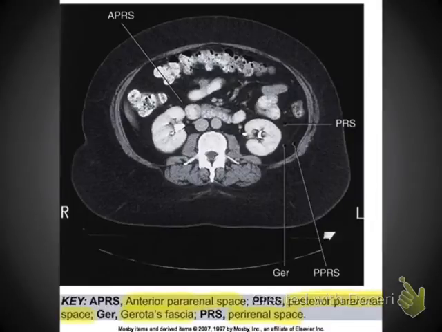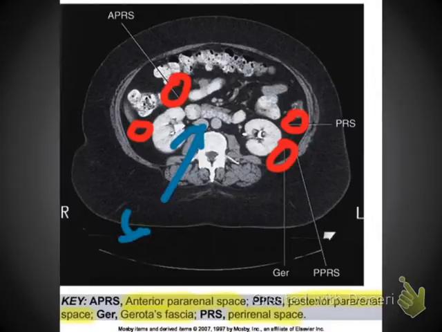Okay, as we're looking at this image, it shows what I'm sure we've all taken notice of when looking at CT: around the kidney there's a lot of empty space. So we have the anterior pararenal space, the posterior pararenal space, and then we also have the perirenal space, or the space to the side of the renal space, both of these. Also, we have the inferior vena cava and the aorta here.